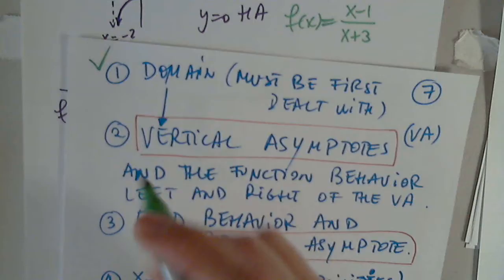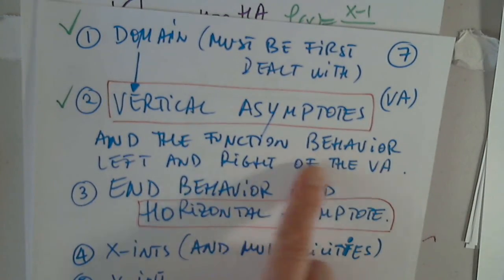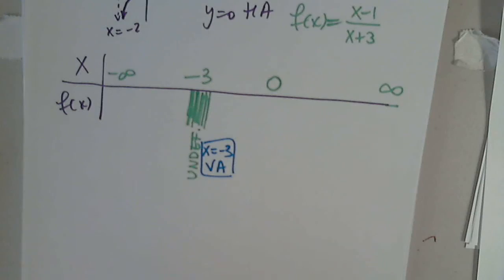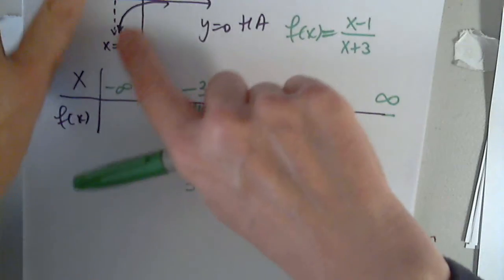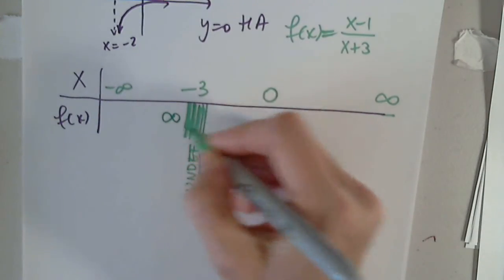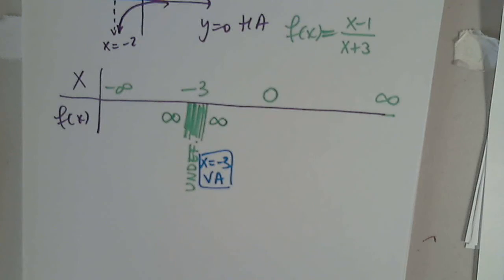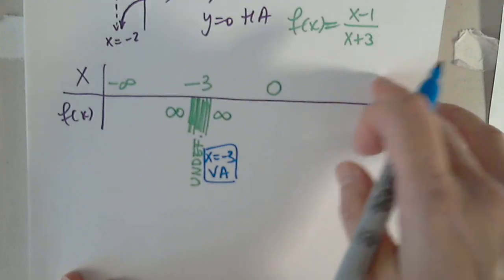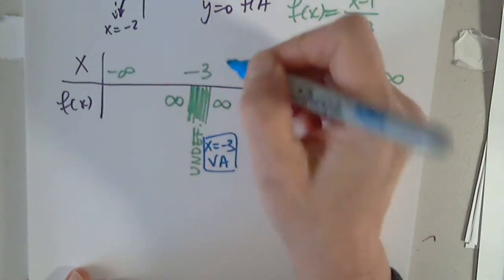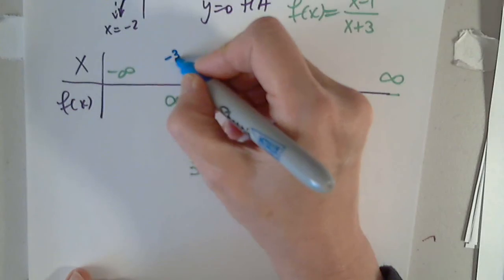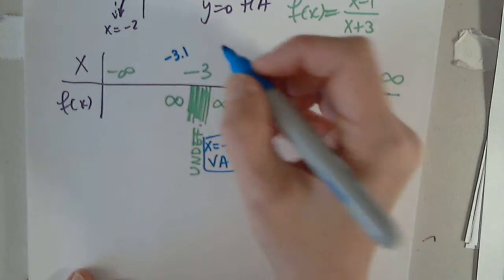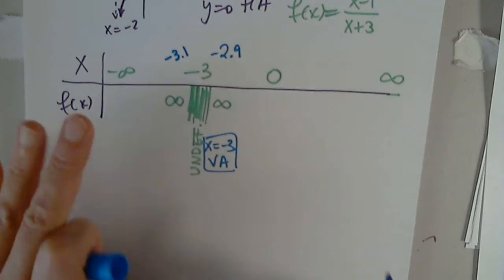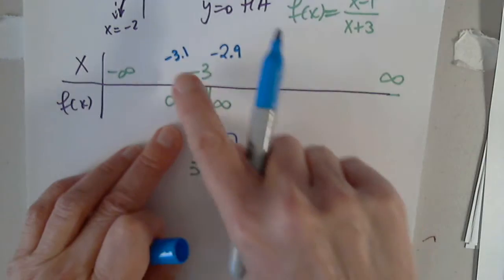I identified the vertical asymptote, but I did not identify the function behavior left and right. I know that this function is undefined at -3, and I know that left and right, it has to have infinities. What I don't know is the sign of the infinity. Not a problem. I'm not going to put these numbers in the table because I'm not going to use them again. A number to the left-hand side of -3 will be like -3.1, very close as I can. On the other side will be -2.9.